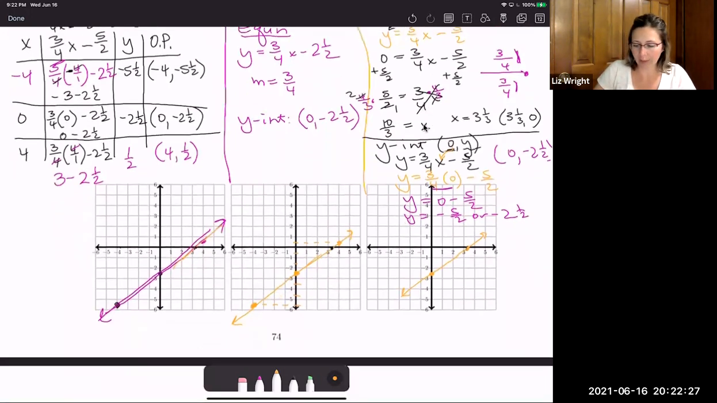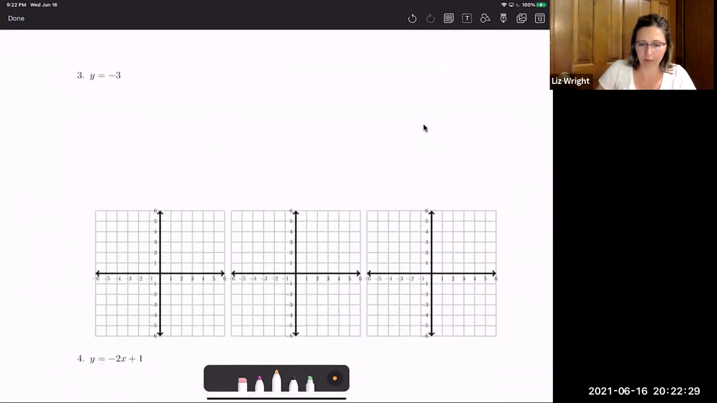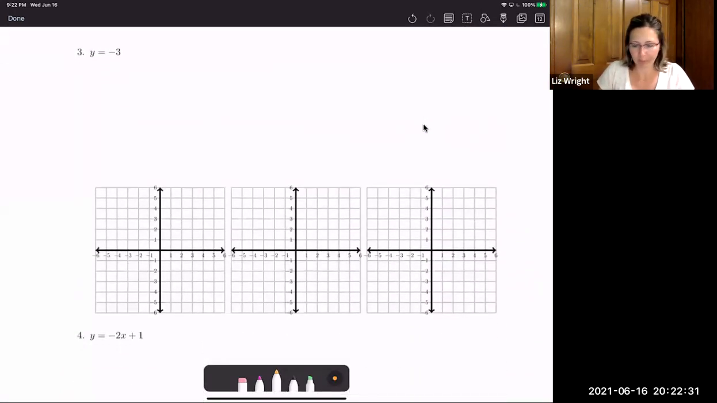So we've got 2 more examples to walk through that are similar, but also different in their own way. So our next one, we are going to take our table method again.